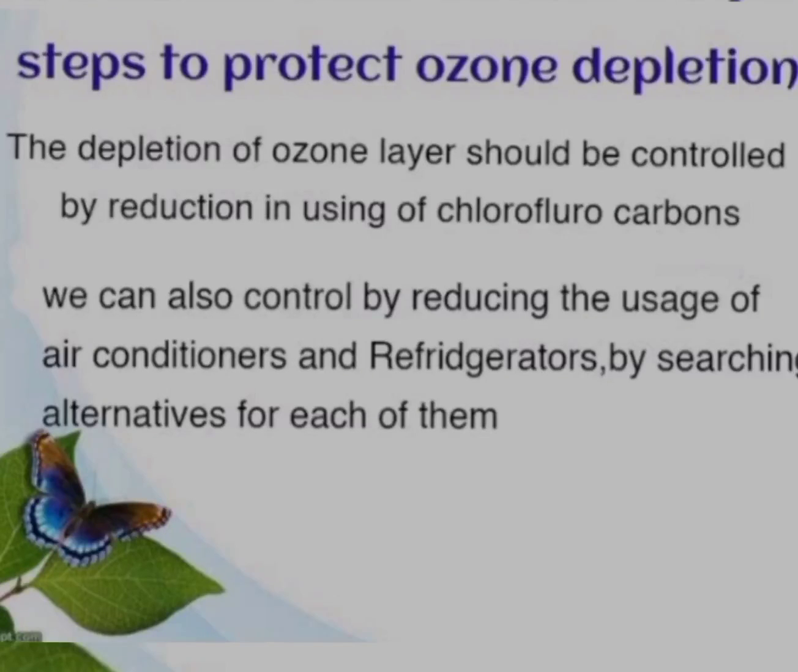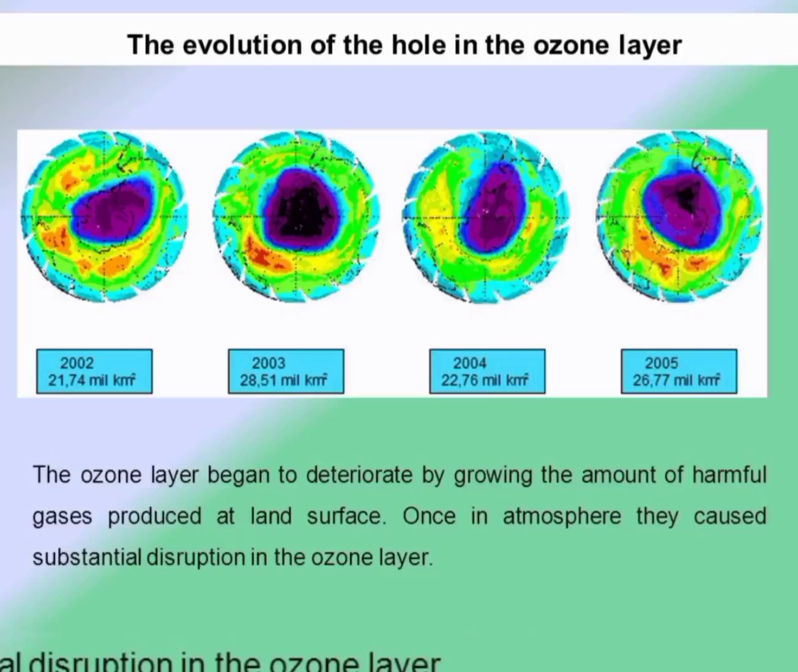We can also control it by searching for alternatives for each of them. For example, a mud pot: instead of a refrigerator, we can use a mud pot for cool water. Instead of air conditioners, we can use fans and coolers. Let us see the slide given.